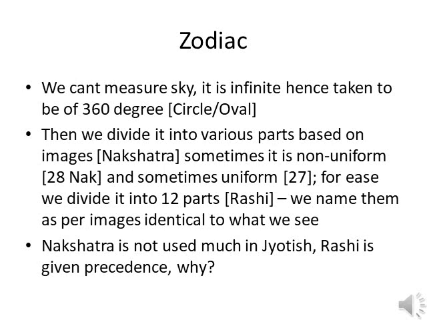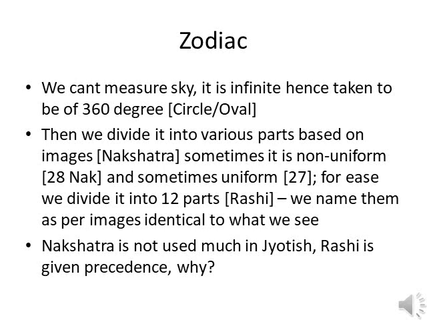hypothetically. We just chose a point to be of value 0, and from that point we start measuring the sky, and in the process we divide it into different parts. Sometimes this division is non-uniform, like when we divide the complete 360 degrees into the 28 nakshatras, you will find that the portion around the special nakshatra, the Abhijit nakshatra, is not uniform. The Abhijit nakshatra itself is non-uniform.